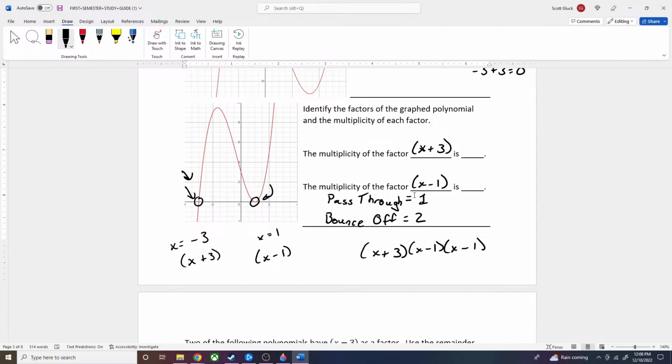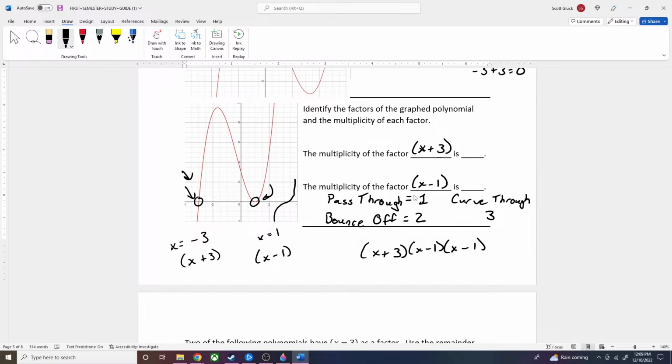And the third example, which we don't have here, is a curve through, and it looks something like this. Okay? If you see something like that, that is called a curve through, and that has a multiplicity of 3. I will tell you this is not on the test, but you definitely want to know it, okay? Because while it's not on this test, it may show up on your ACT, EOC, something like that, okay?